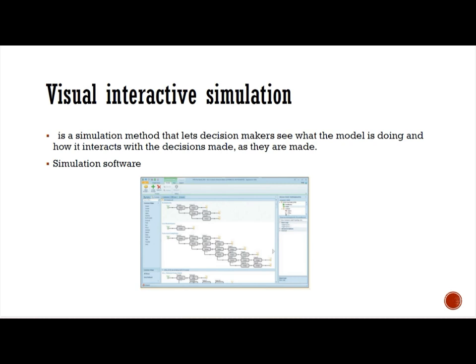interactive problem solving is a simulation method that lets decision makers see what the model is doing and how it interacts with decisions that are made. This technique has been used with great success in operations analysis in many fields such as supply chain and healthcare. The user can employ his or her knowledge to determine and try different decision strategies while interacting with the model, enhancing learning about the problem and the impact it has.